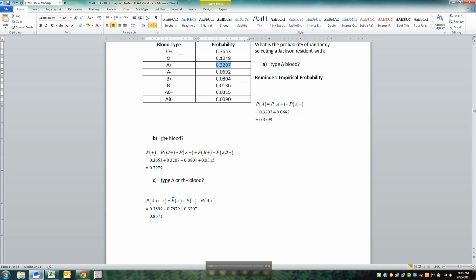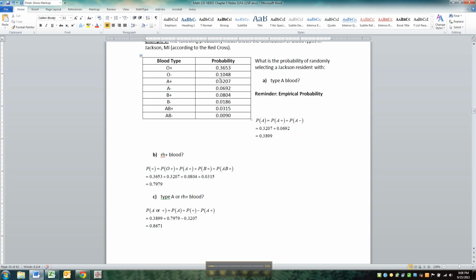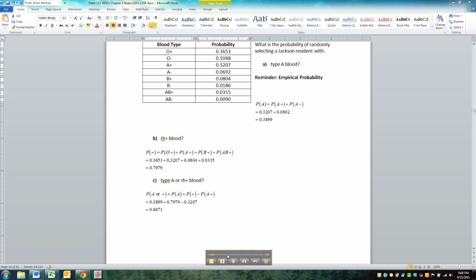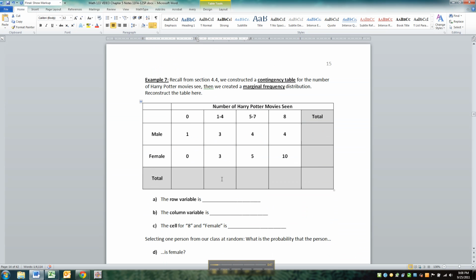the general addition rule. Now I realize for this particular example there are other ways you could find it. You could just add up the A's and the positives, but make sure not to double count the 0.3207 and you'll have it. But we're just learning a method and a formula here that will work for lots of problems. All right, now let's move on to the next example.